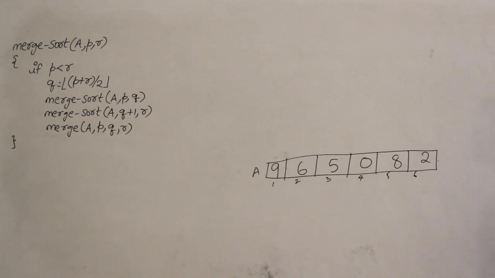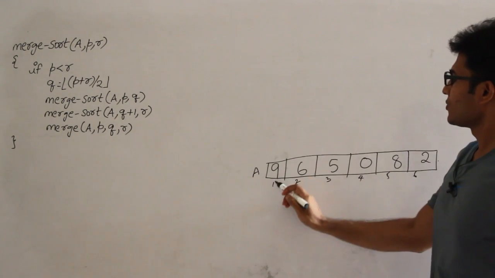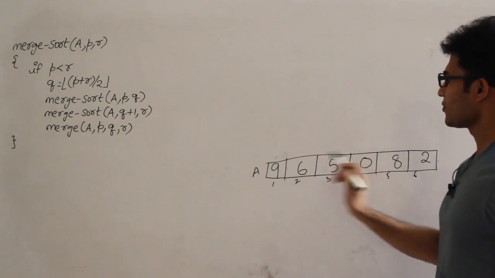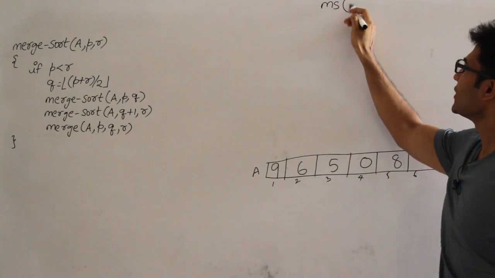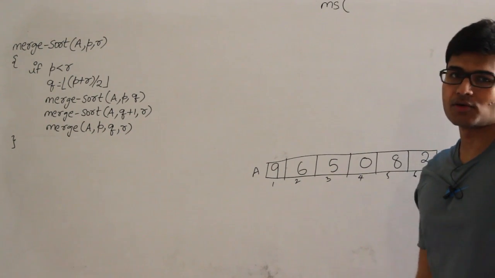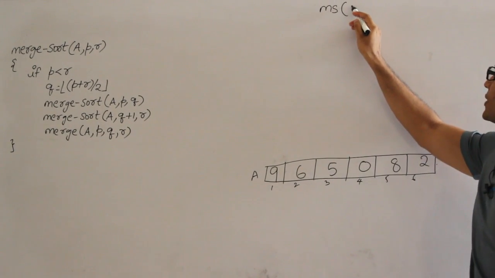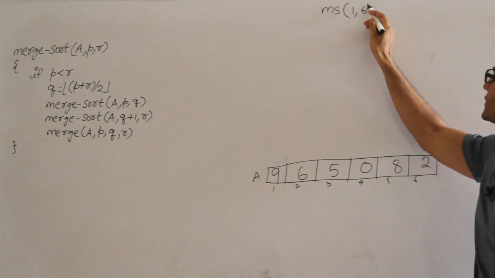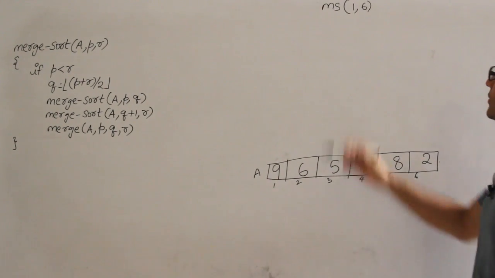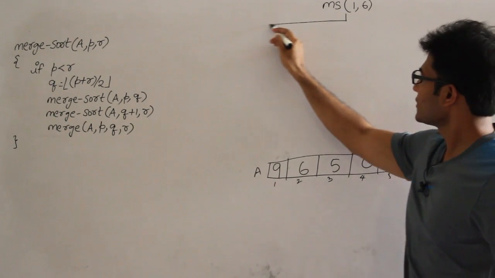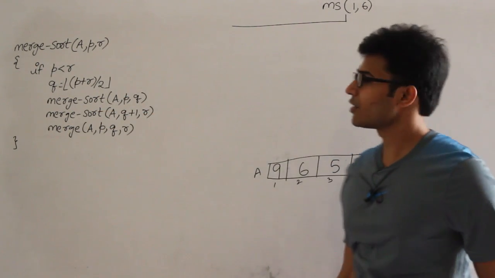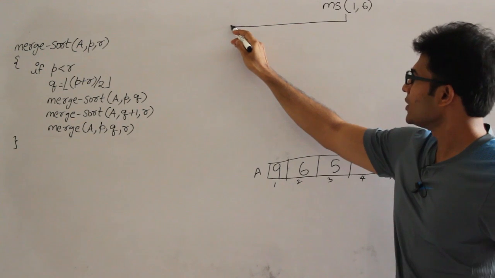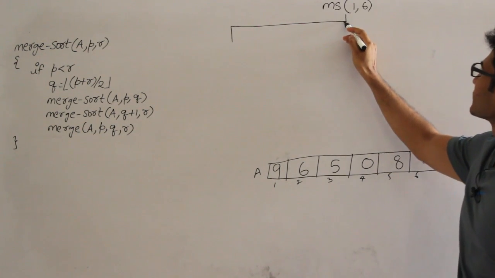Then how does the merge sort work? In order to sort from 1 to 6, I have to call merge sort on A. A is already implied, therefore I am not going to write A. I am going to call it from first element to sixth element. Okay, then what is happening is, see, every function call is going to call 3 functions, therefore I am going to write a tree with three children.